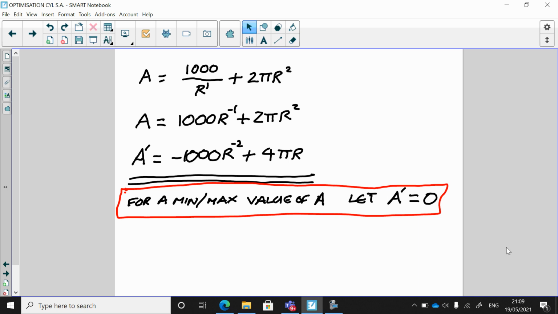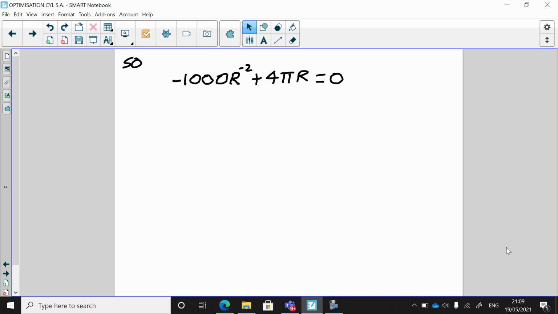So whether we're looking for a minimum or a maximum, we have to take our derivative, A dash, and make it equal to 0. That's the condition. Let's now go and force the condition. We've got two terms that involve R. We're going to have to isolate R, get R on its own.